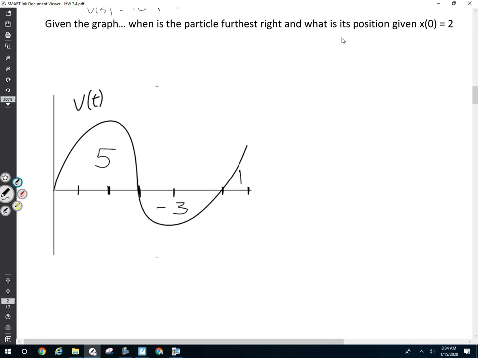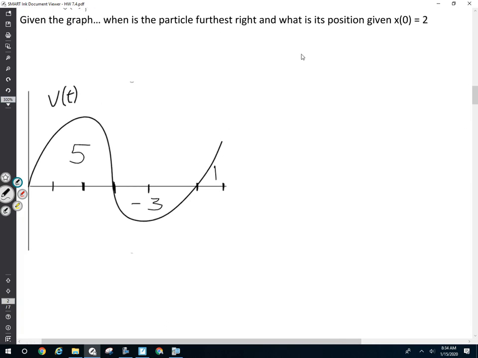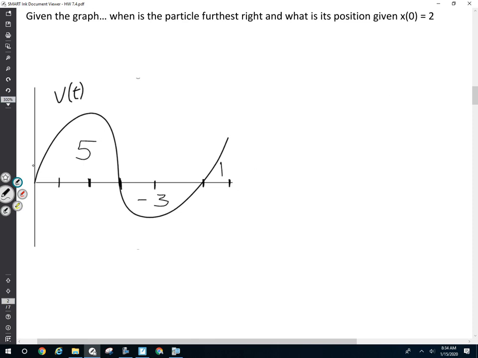Okay, that's a good question. I'm giving you the graph of velocity. When is the particle furthest to the right? What is the position given x of 0 equals 2? Okay, so you can see my velocity graphs.